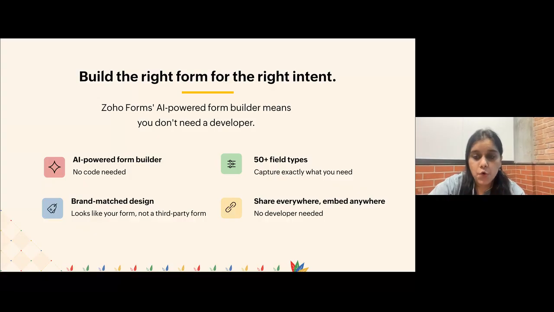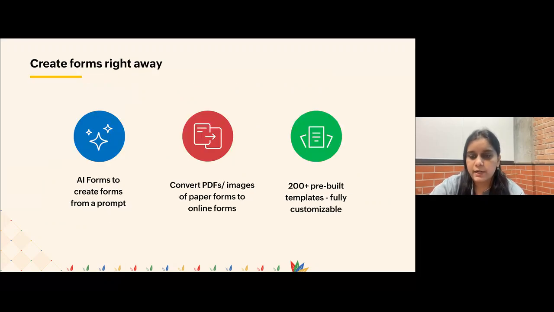So if you already know what your form is to do, simply give in a prompt, describe it in plain language. For example, you could say, create a sign up form for a B2B conference with sponsorship tier selection, booth preferences, branding asset uploads, and company details. AI forms within Zoho Forms generates your form in seconds, giving you a great starting point that you can customize further, right?